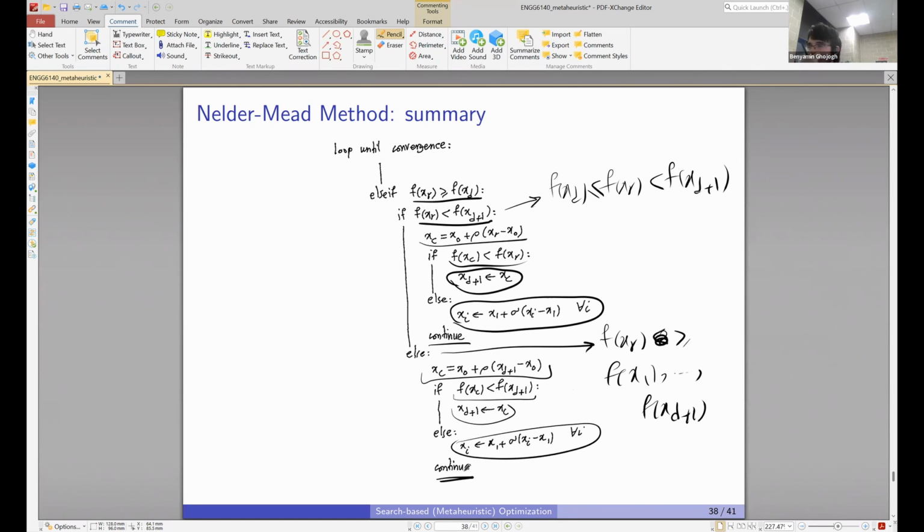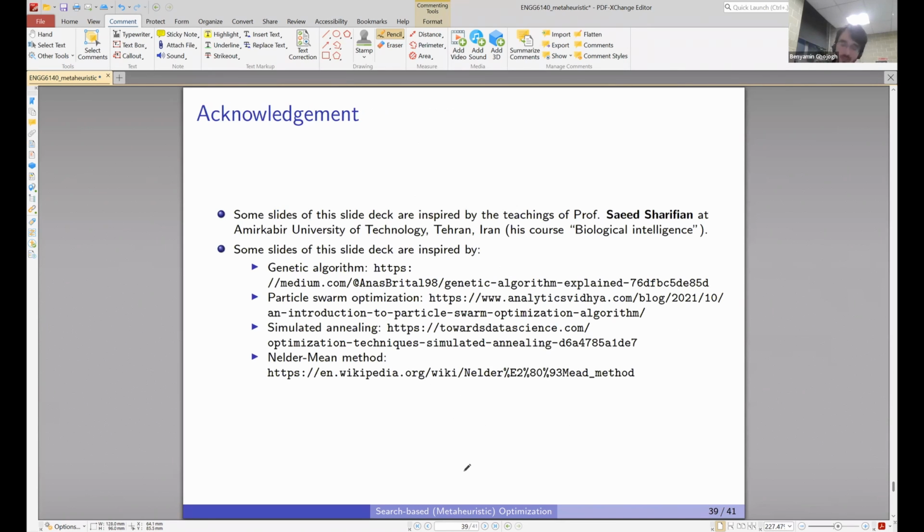Always you are replacing the worst corner, except the cases where we are shrinking, right? Okay. Now some acknowledgements. Some slides of this slide deck are inspired by the teachings of Professor Saeed Sharifian at Amir Kabir University of Technology, Tehran, Iran. His course, Biological Intelligence, was very interesting. It covered many metaheuristic optimization algorithms, including genetic algorithm, particle swarm optimization, and simulated annealing. Some slides are also inspired by these.